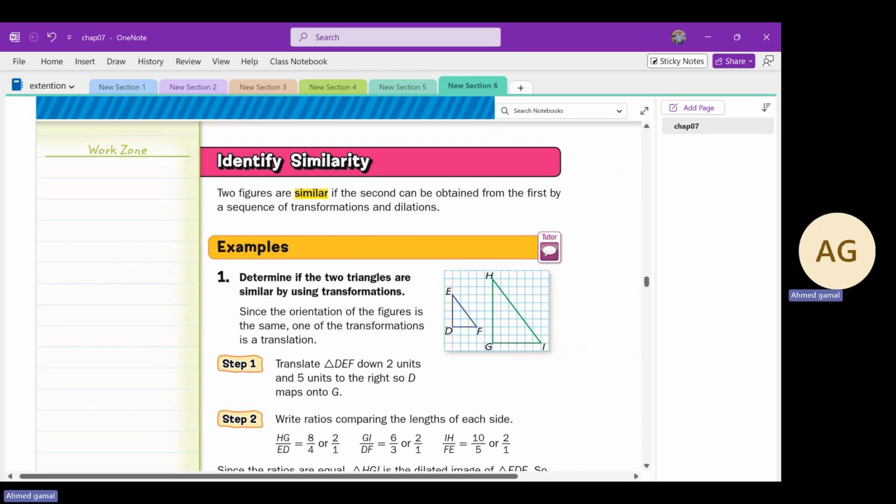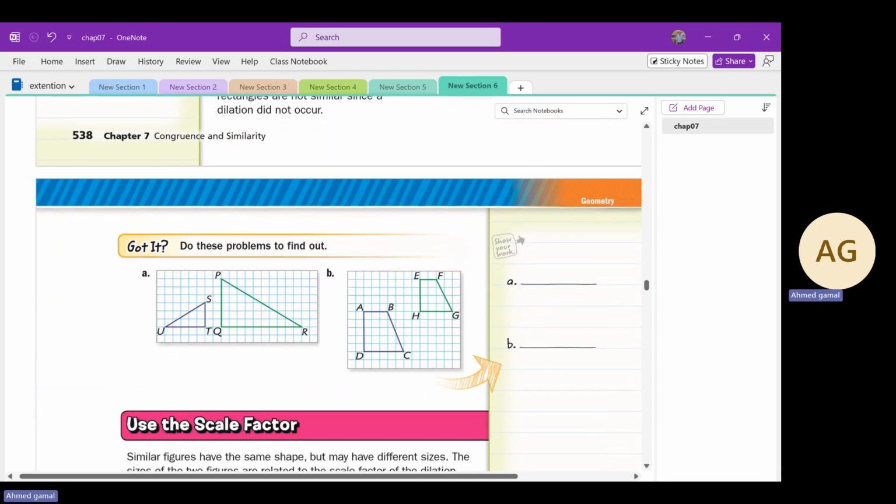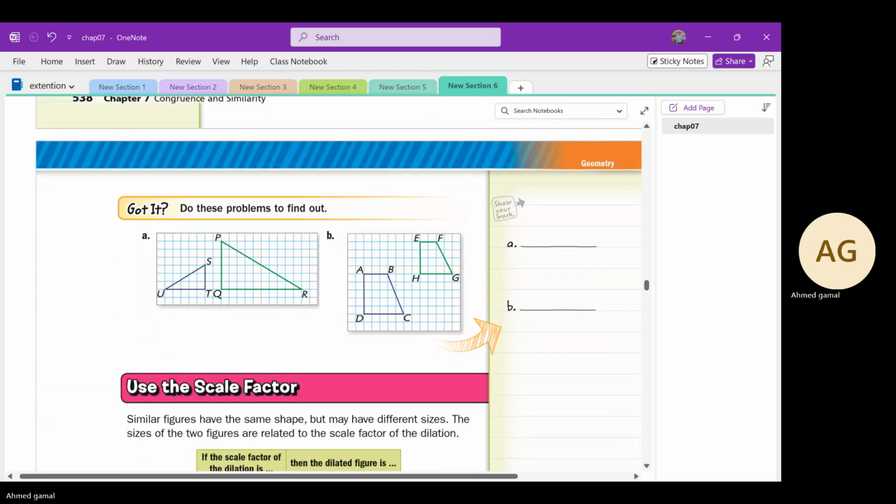To determine that they have similarity, we should divide the corresponding sides by each other, and make sure that the angles are the same. In triangles, we can just divide the corresponding sides to see if they have the same answer without looking at the angles. But in any other shapes, we have to look at the angles, at least 3 of the 4 angles in the quadrilateral.